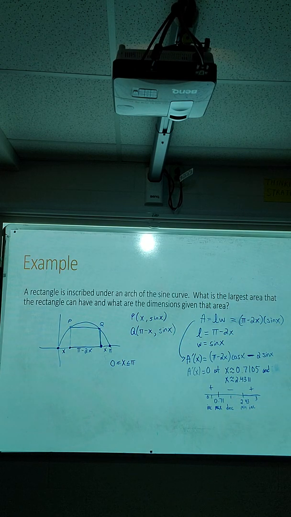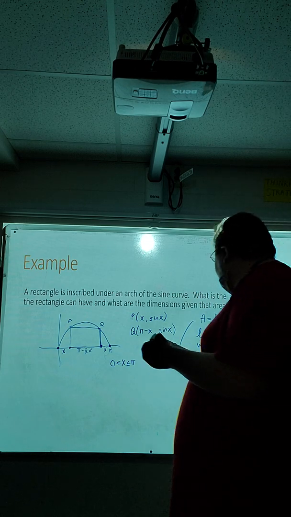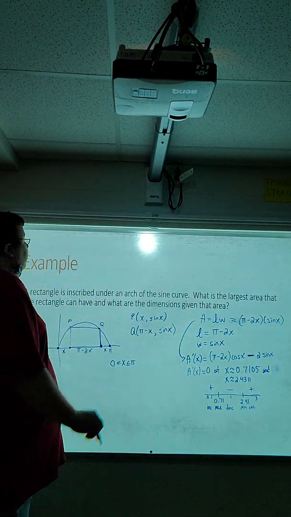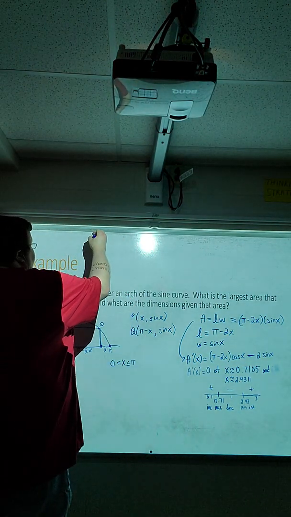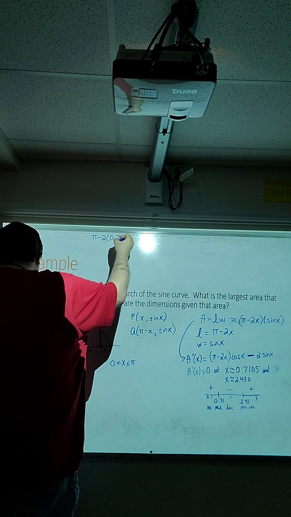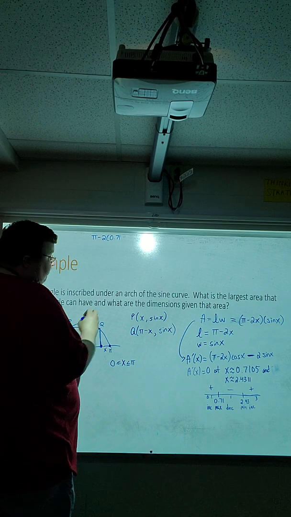Okay, so for our dimensions, we would take that 0.71 and plug it back in here to get our length and our width. So we plug that back in, we have pi minus 2 times 0.7105.